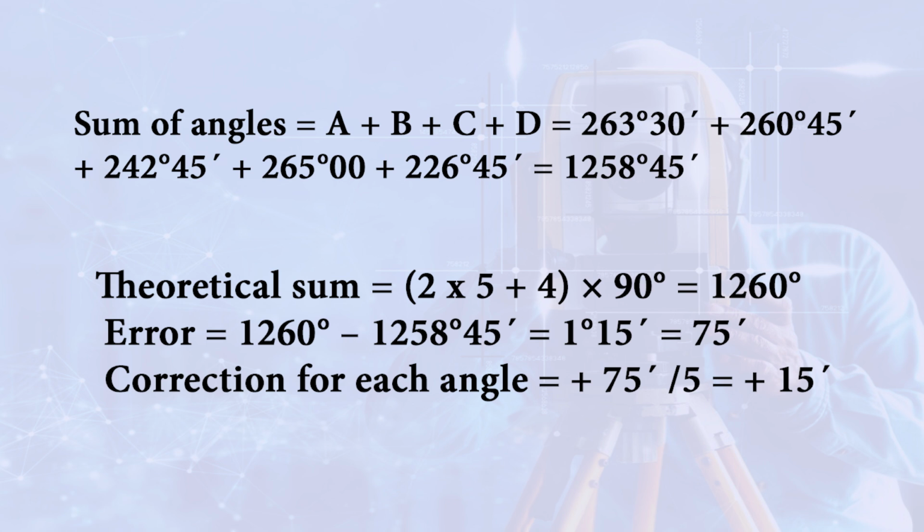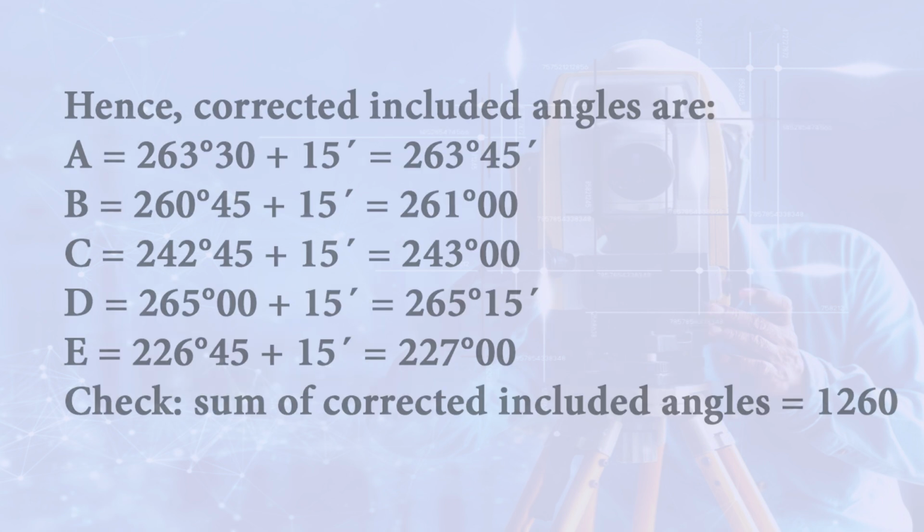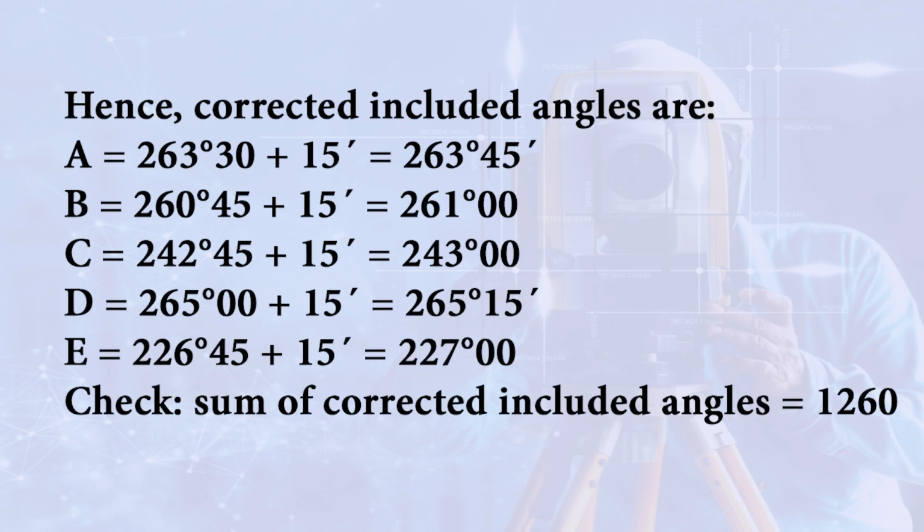So, the correction for each angle can be calculated as 75 minutes divided by 5, as we have 5 angles in total. So, 75 divided by 5 will give you 15 minutes. Hence, the corrected included angles can easily be calculated by adding 15 minutes to each angle.